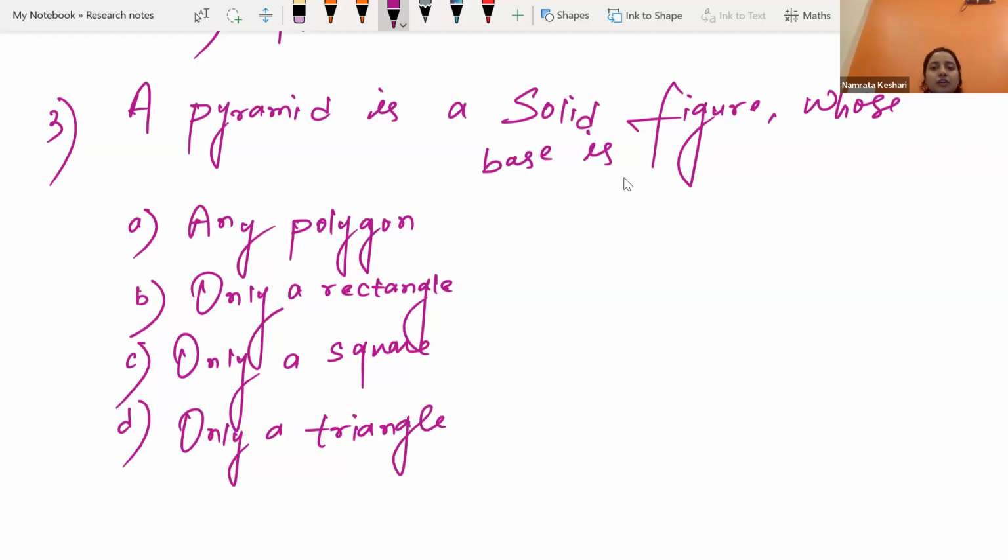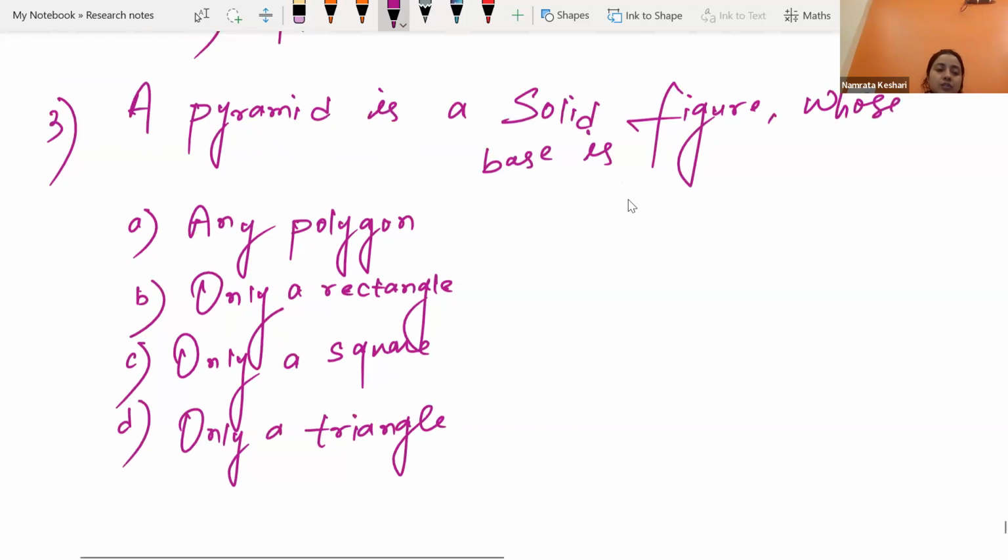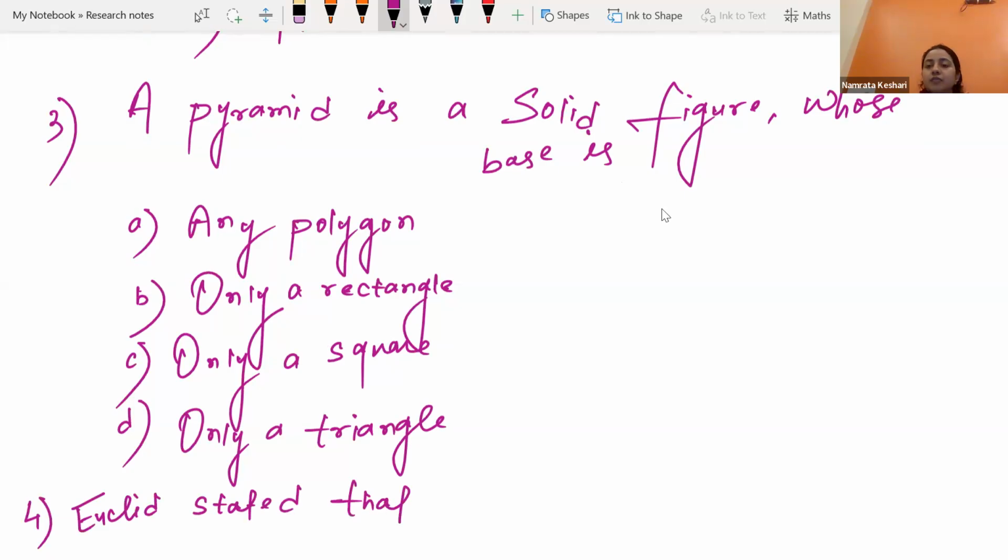Yes, a pyramid is a solid figure whose base is what? Only a triangle. Yes, triangle, you said, Ryan. Rest of the students, what are you thinking, please let me know. Only he is responding. Ma'am, only triangle. Yeah, what? Only triangle.